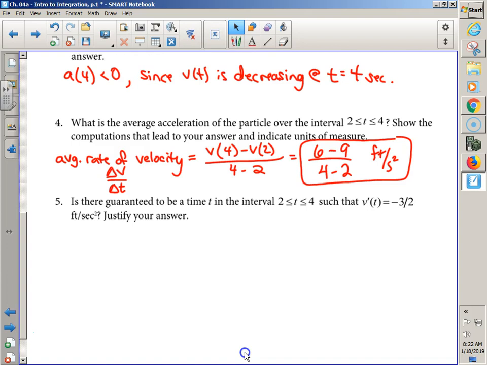No? Why? What does that show us? It shows that it's not continuous, so that means the mean value theorem doesn't work.